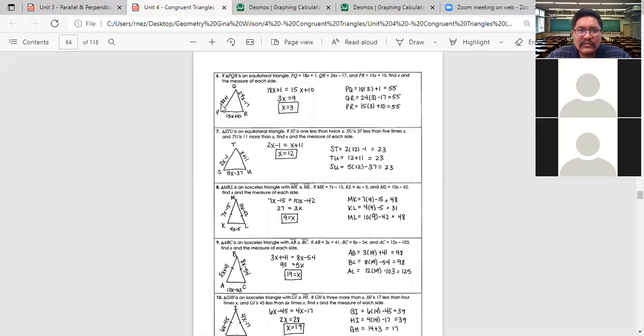PQ is 18 plus 1. QR is 24 minus 17. That's the second one. So it says it in the statement. PR is 15x plus 10. That's our bottom side. So from P to R. From here, you would basically take it over like we did with any of the last 5 that we did.